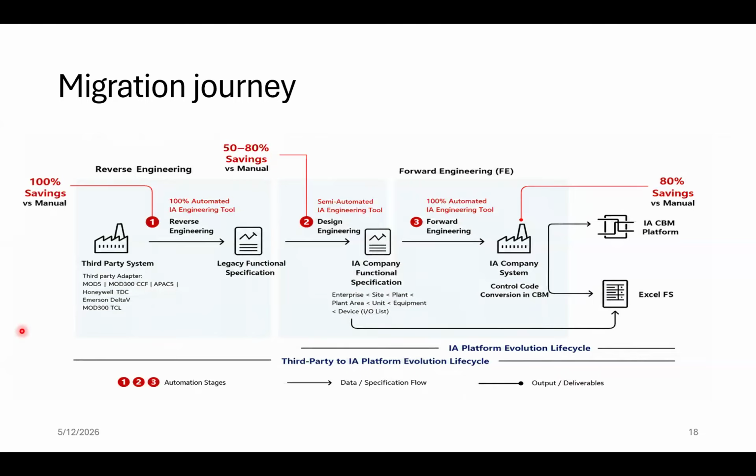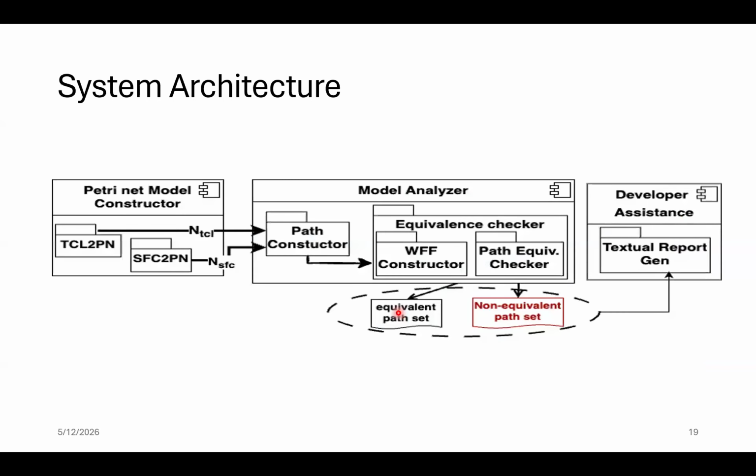So what exactly are they doing? They take the third-party systems and extract the legacy specification through reverse engineering. Then from the legacy specification, they try to map to the company's functional specifications, or some open-source OpenPLC functional specification, and then do the forward step. So when this happens in the design engineering phase, there is scope for verification.